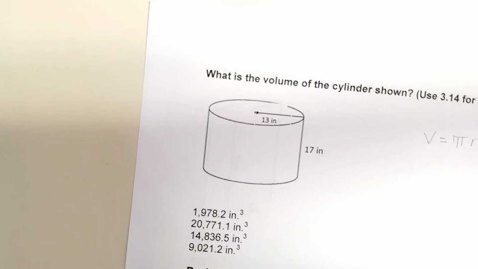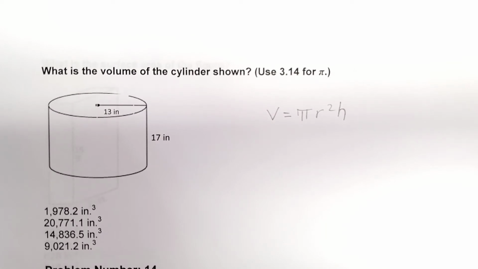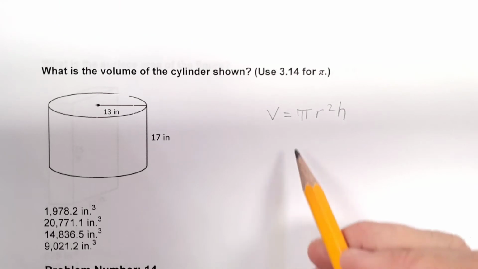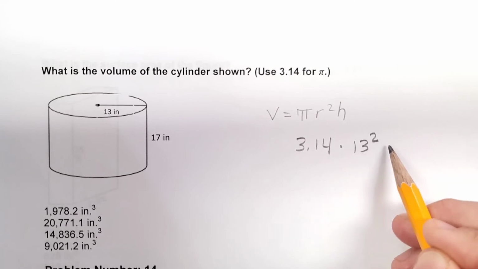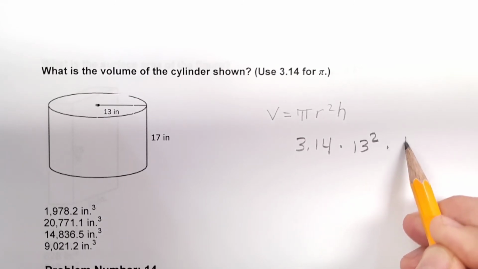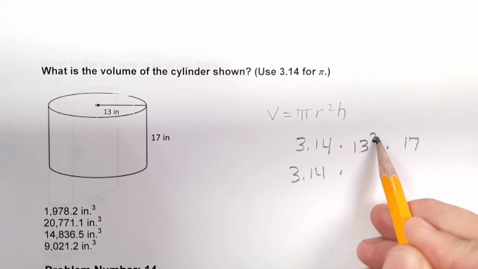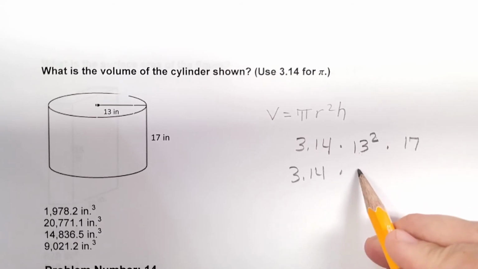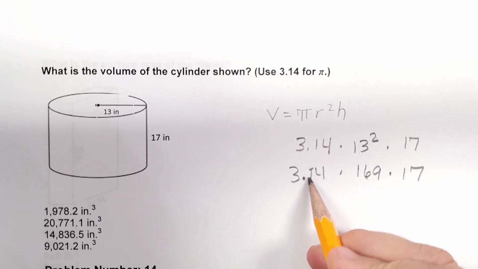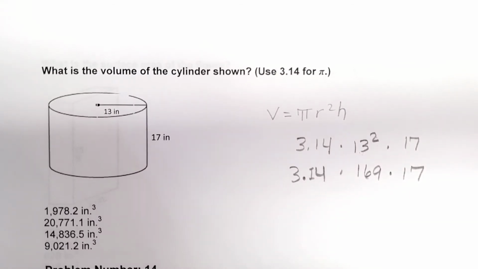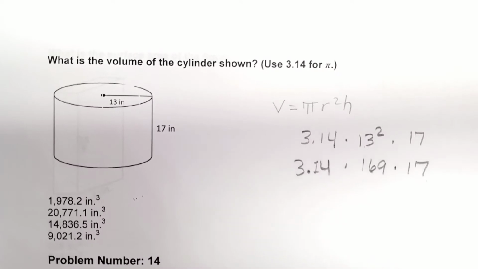Okay, number 13. What is the volume of the cylinder shown? And I wrote out the formula for it. It looks pretty simple. Pi times radius squared times height. Yep. Remember, squared doesn't mean 13 times 2. It means 13 times 13, which is 169. So if you multiply pi times 169 times 17, you'll get the answer to this cylinder problem.